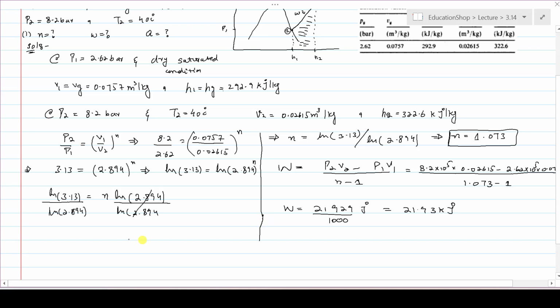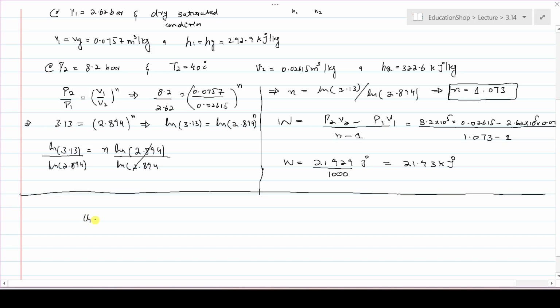Next, we need to calculate the heat input or rejection. First, we need to find the internal energy at the initial state, that is equal to H1 minus P1 V1. H1 value is 292.9 minus P1, that is 2.62, multiplied by 10 to the power 5 and V1. These terms are in kilo, so you will also convert this into kilo. Just divide by 1000. After solving this, you will get the internal energy U1 value, that is 273.07 kilojoule per kg.